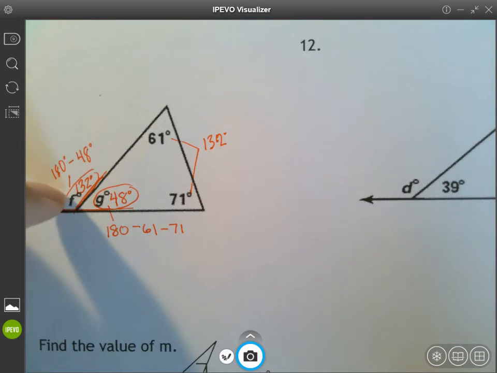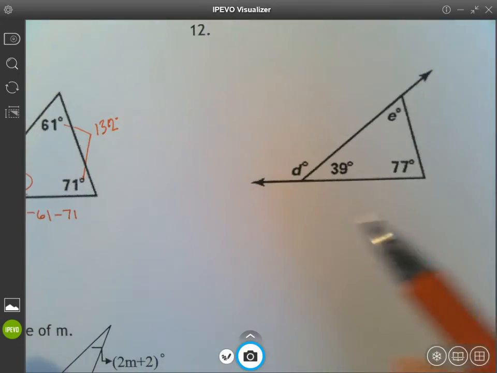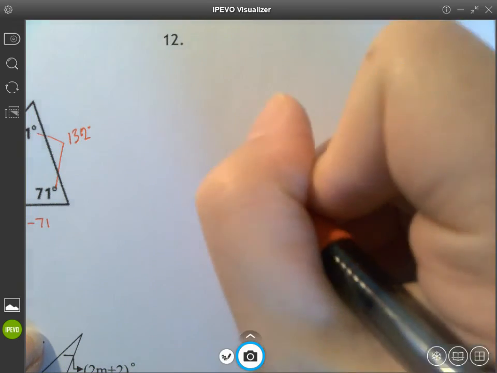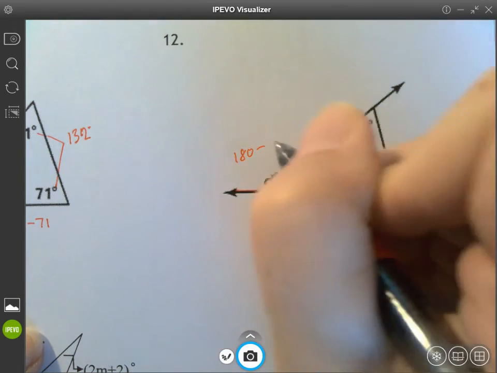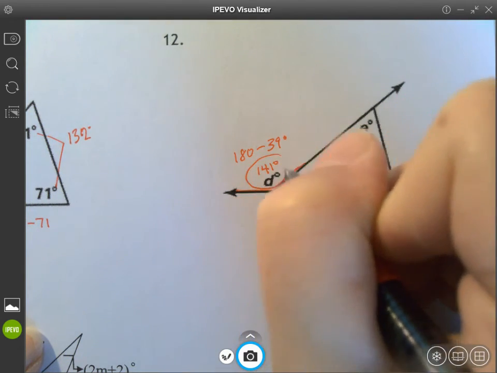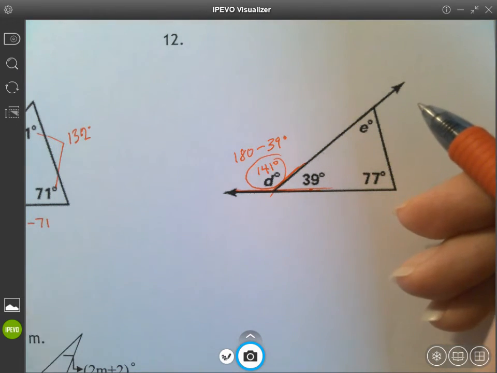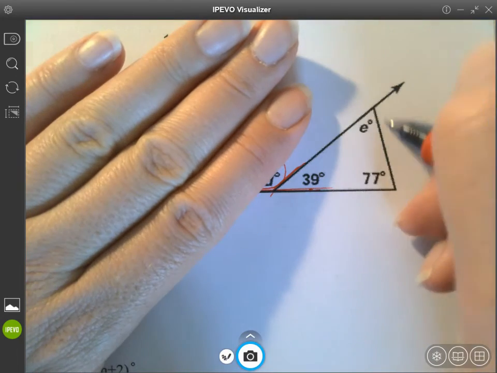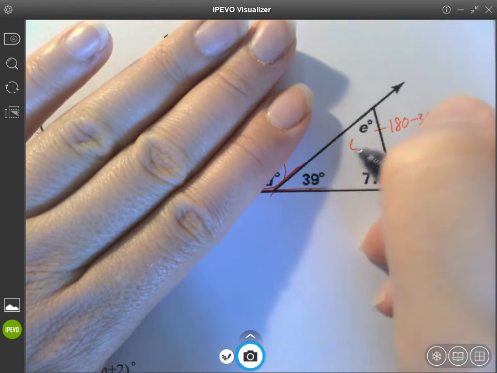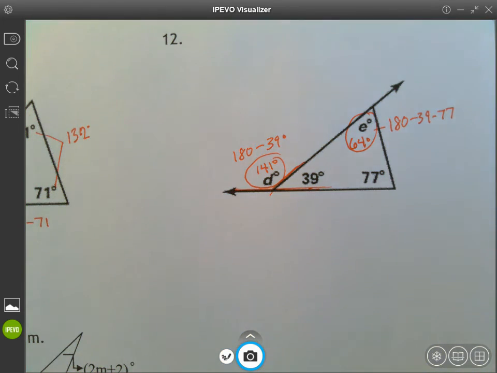So this is called an exterior angle. It's on the outside. Inside are called interior. This one, you could either get D or E first. It doesn't matter. So if you're looking at your linear pair, this would be 180 because it's a line minus 39 degrees, and we should get 141 degrees. Okay, I could use that and take away 77 to get E, but since we don't really know that as an official rule, we're going to cover this up and take 180 minus 39 minus 77, and we should get 64 degrees.